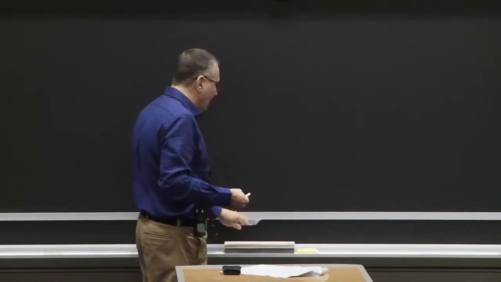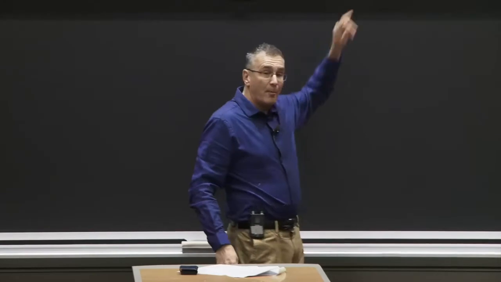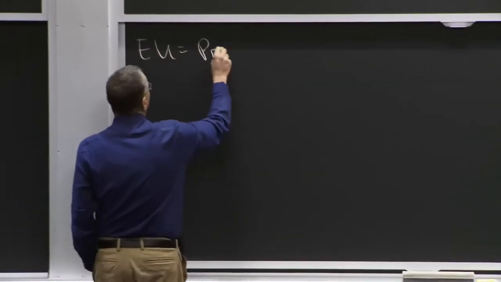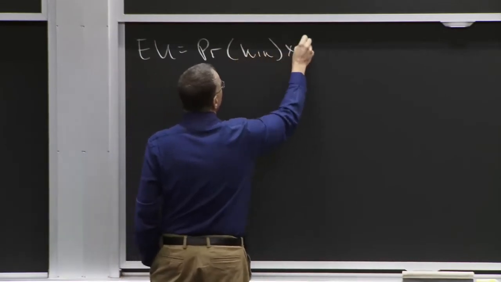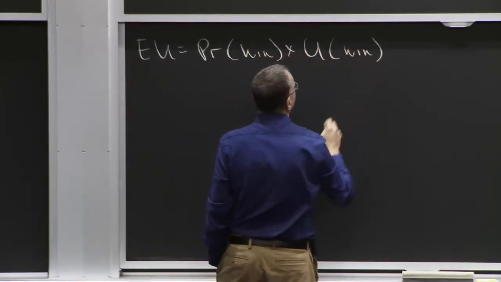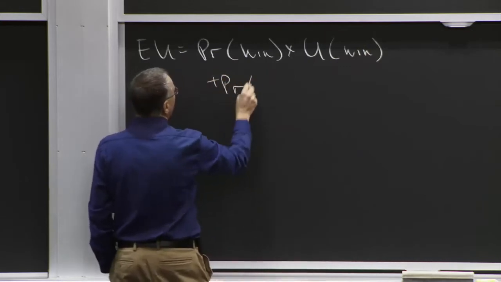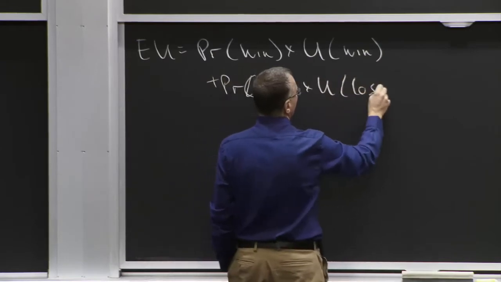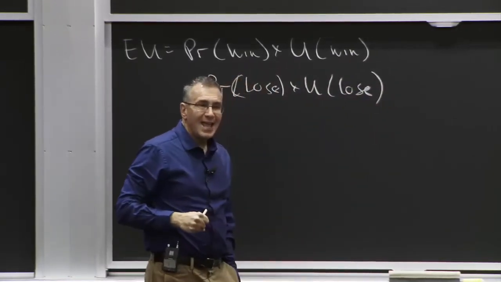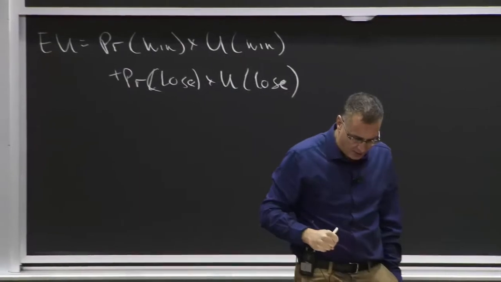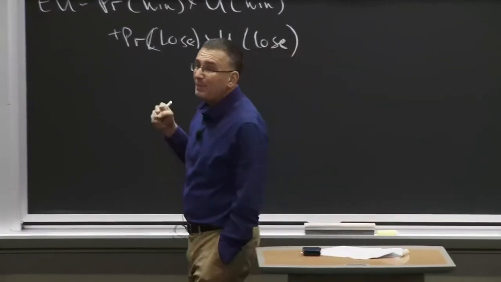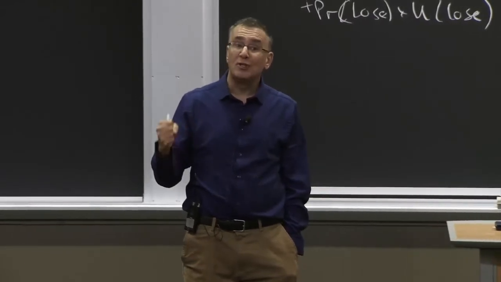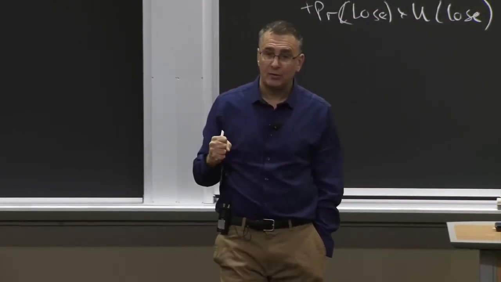Now, what is expected utility? It's the same kind of formula as this, but with one change. Expected utility is the probability that you win times your utility if you win, plus the probability that you lose times your utility if you lose. And that is somewhat different than expected value, because utility is not a linear weighting of dollars. Utility is a concave weighting of dollars.